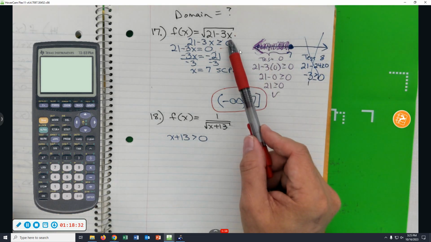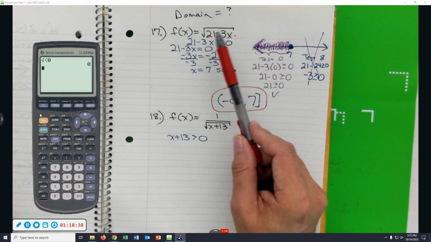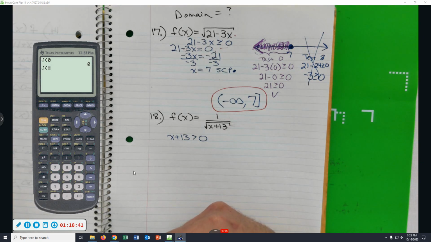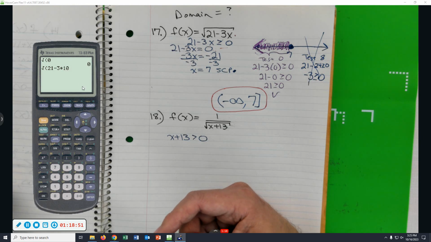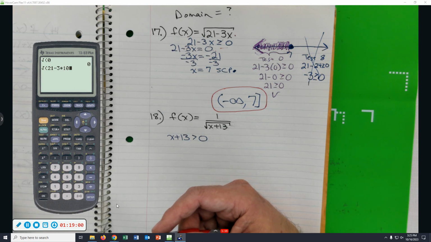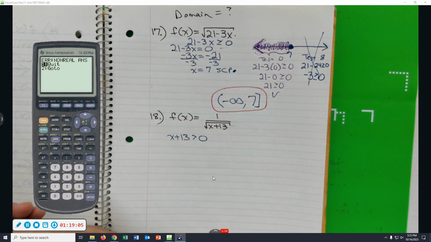Have you tried to plug in 10? 21 minus 30. That's a -9. What do we know about the square root of a -9? It's imaginary. You're trying to avoid imaginary y values. I'll plug a 10 in for x. 21 minus 3 times 10. He's saying it's going to say error. Is it? Yeah, non-real answer. You're getting an imaginary number. I think 3i is what you're getting. Go ahead and type in the answer.